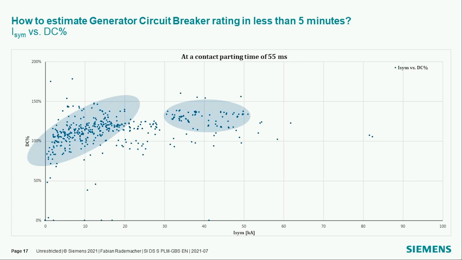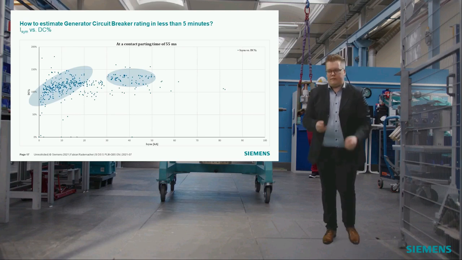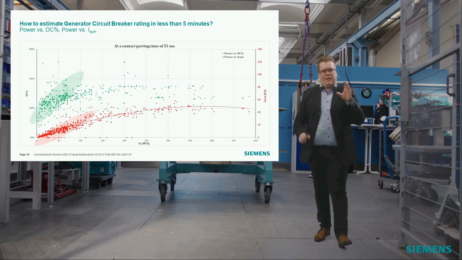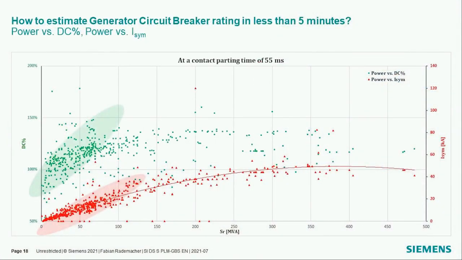So what we can give to you, our customers, is a portfolio solution which completely fulfills the standards, since it is type tested to the latest applicable standard. And then a last slide I want to show on the data we have collected is the power versus DC percentage and the power versus the symmetrical breaking current. Again, we have a huge cluster of power versus DC percentage up to a power of 100 MVA, in the range from 100 to 120%. And then it saturates and does not increase anymore. It saturates at 130%. As I've said, all our generator circuit breakers are type tested with 130% of DC percentage.